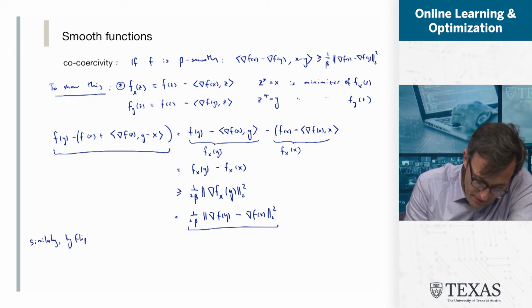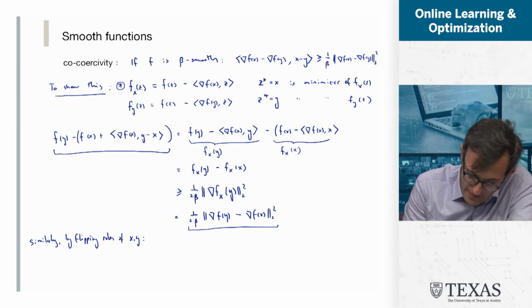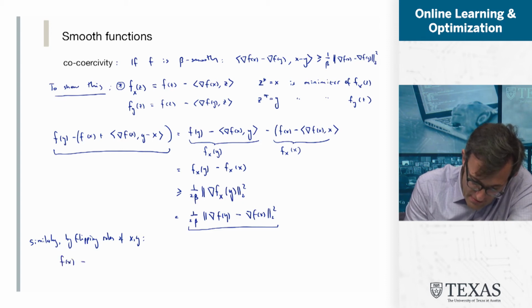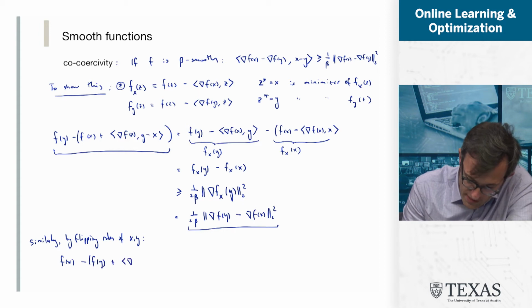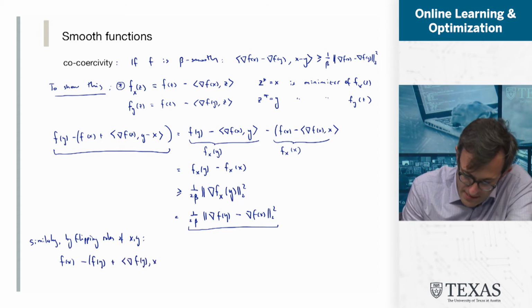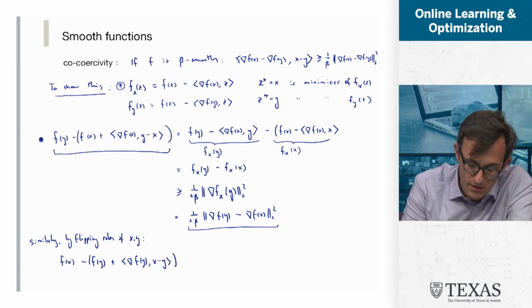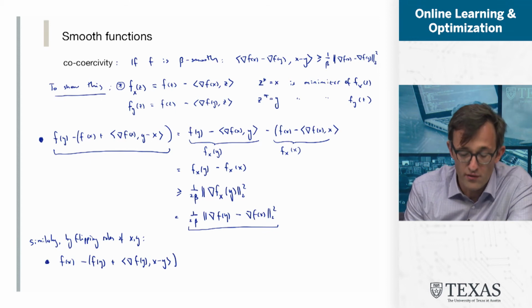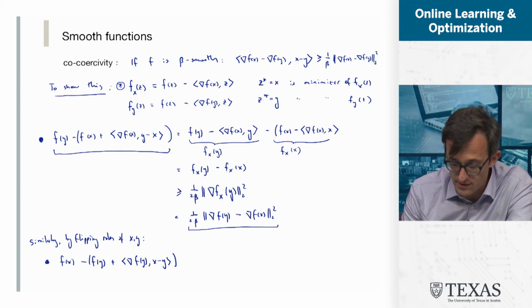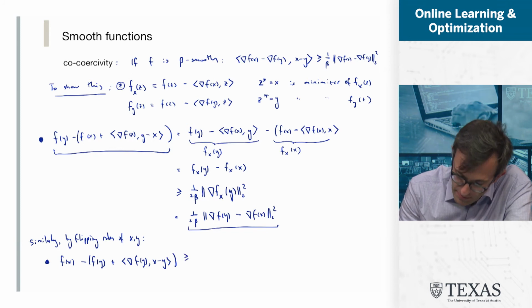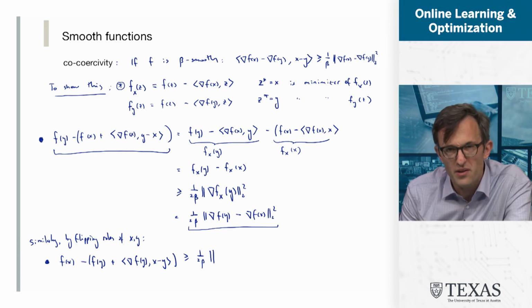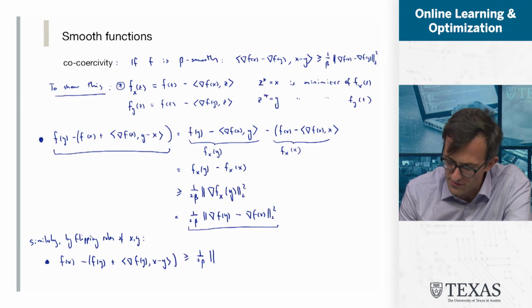similarly, by flipping the roles of x and y, I can find that f of x minus f of y plus the gradient of f of y times x minus y. You see what I've done is I took this term here, and I just flipped: wherever I had x, I wrote y, wherever I had y, I wrote x. This is lower bounded by 1 over 2 beta times, again, the same thing. I don't even have to flip y and x here because I have the norm.